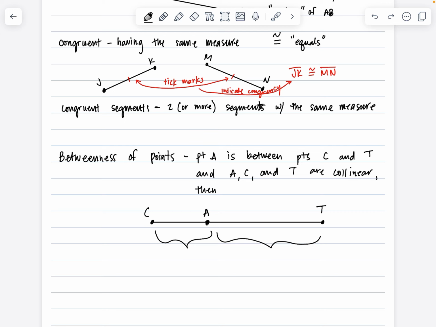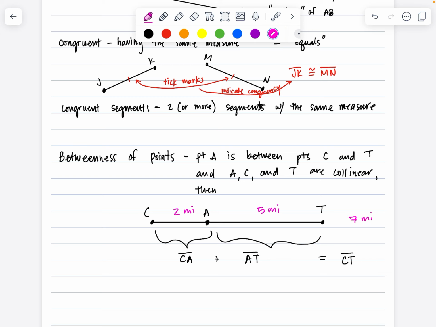And what I mean by this is, if we actually put some numbers in here, let's put CA as a segment plus AT is going to be equal to CT. And I'm going to put this in pink. You don't have to copy this down. Let's say this is a length of 2 miles plus 5 miles has to be equal to the total of 7 miles, because from point C to point A, from point A to point T, they add up.